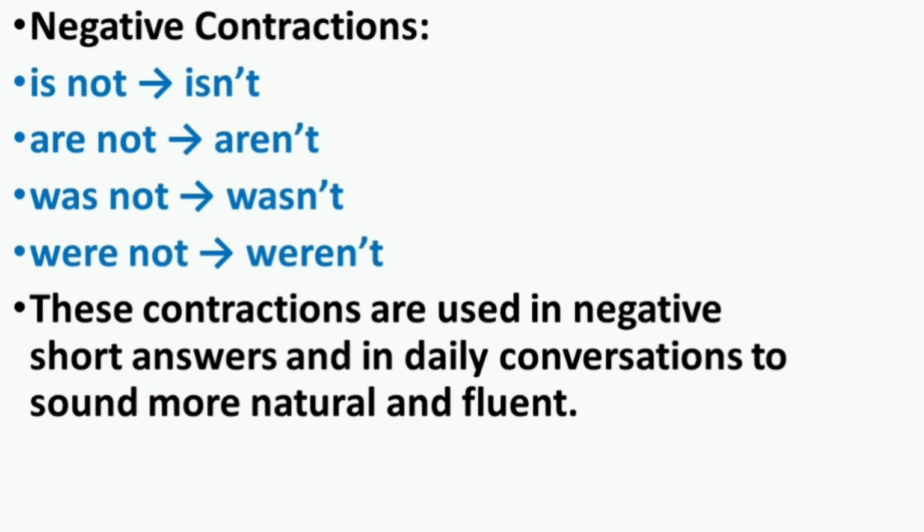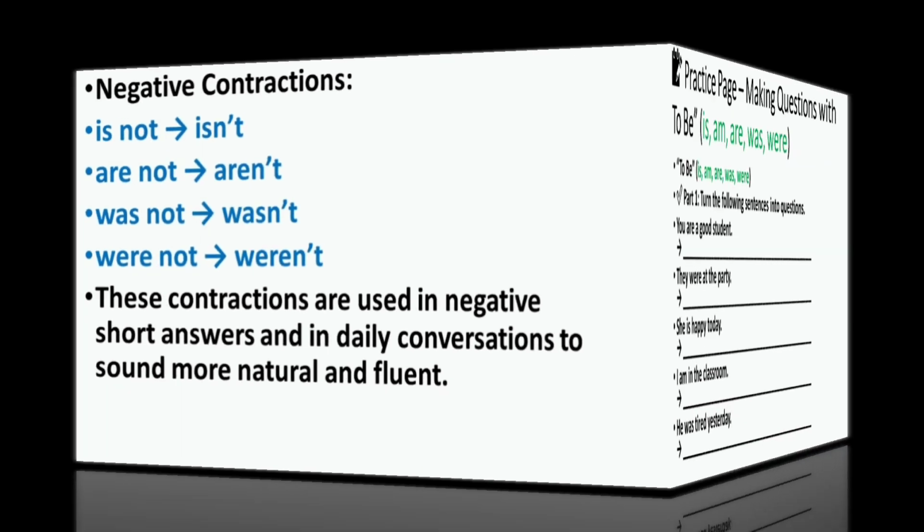Okay, dear friends, as you can see from the examples, we make yes-no questions in English with to be verbs simply by moving the verbs is, am, are, was, were to the start of the sentence, adding a question mark at the end of the sentence, and giving answers using yes or no plus subject plus verb. This is how we can easily form yes-no questions in English.